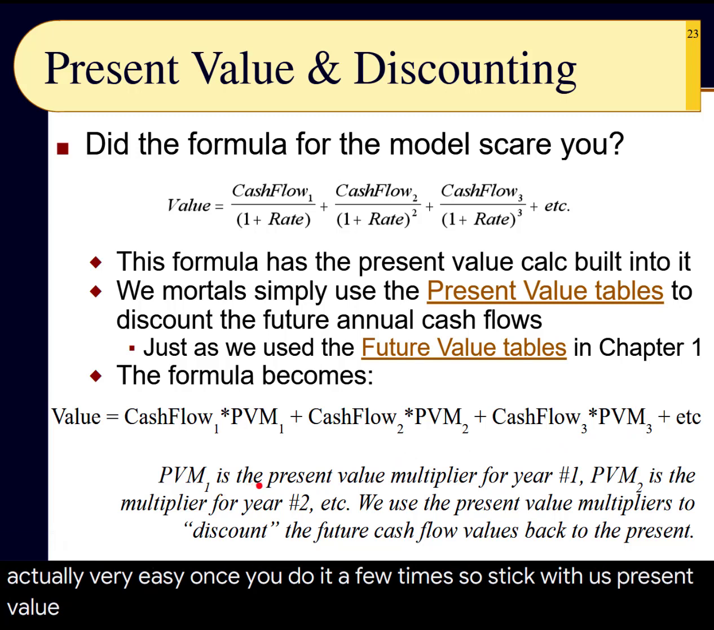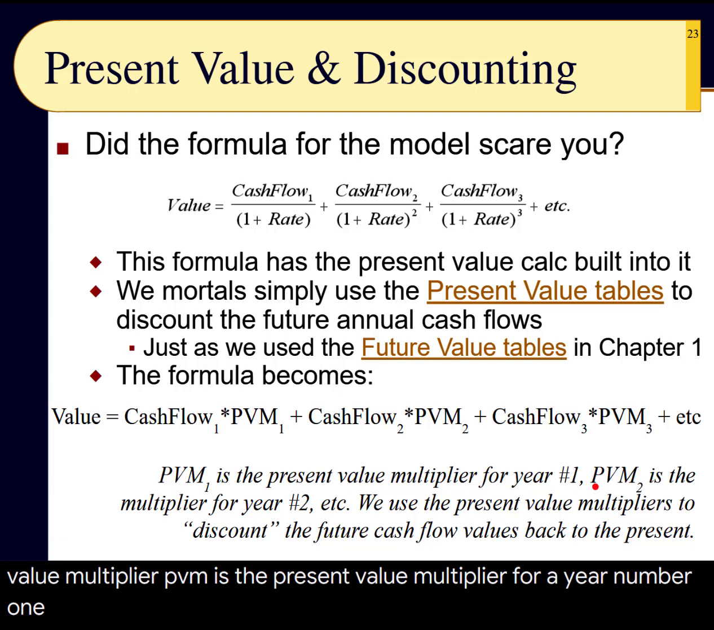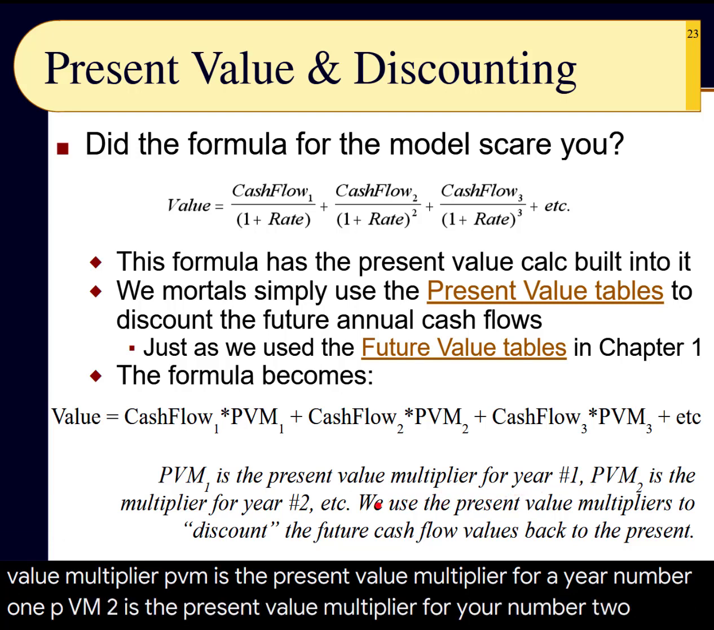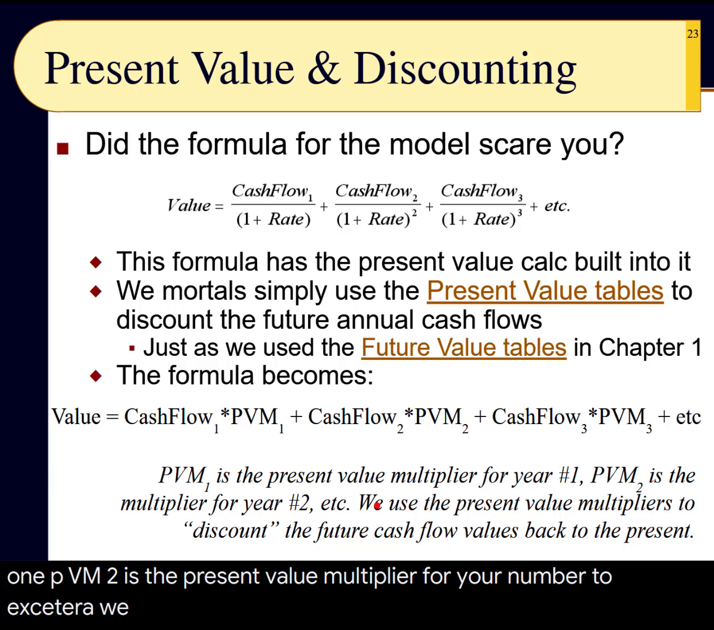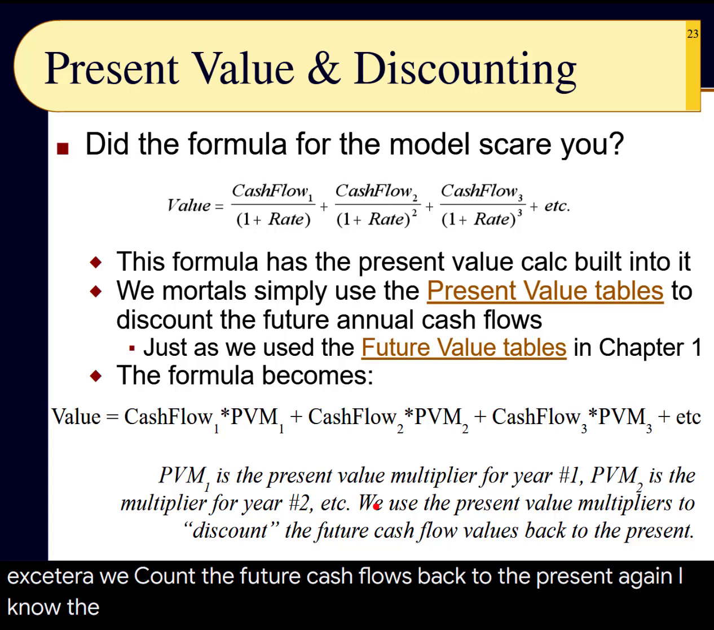PVM1 is the present value multiplier for year number 1. PVM2 is the present value multiplier for year number 2, etc. We use the present value multipliers to discount the future cash flows back to the present. Again, I know the words are weird, but get used to them.